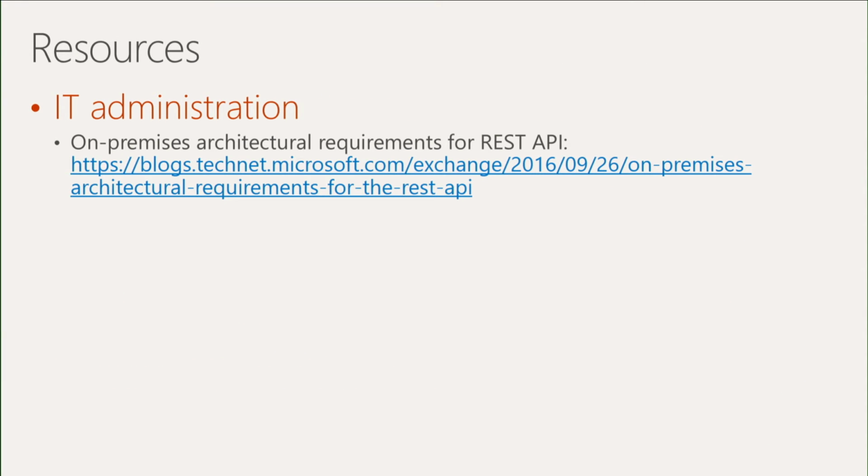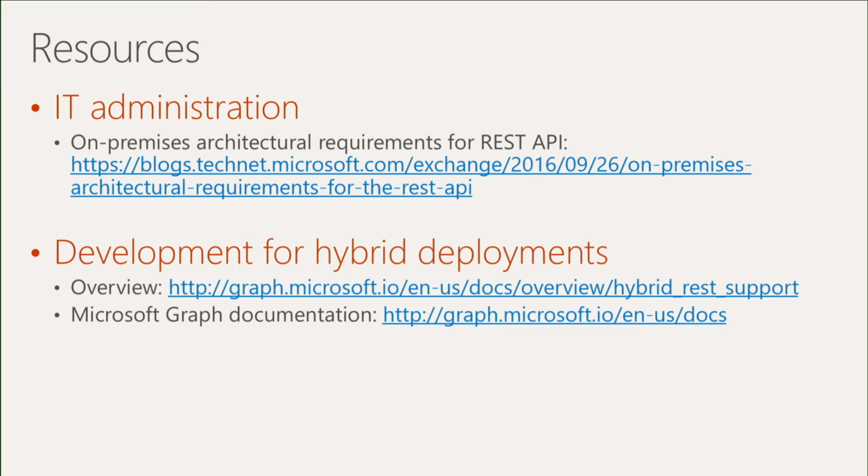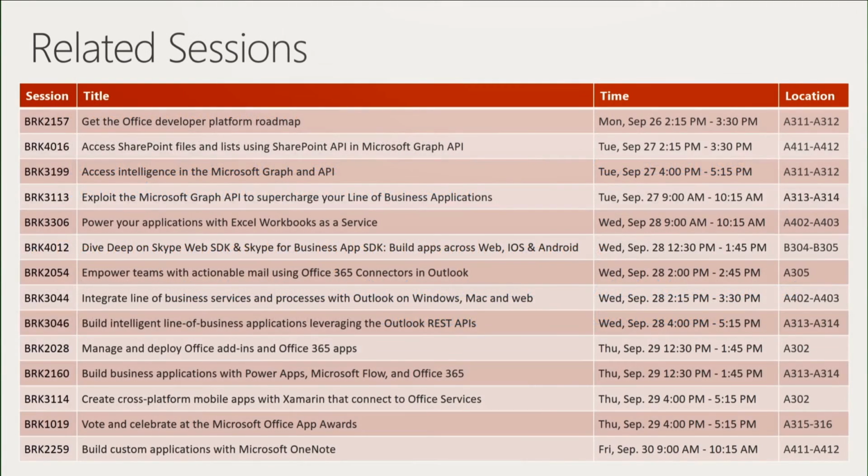Resources. For IT administration, Ross Smith, who those of you who work in Exchange administration may be really familiar with, has written this excellent blog on on-premises architecture requirements. Some of the material we covered here, but he does a much nicer job. And then in terms of development, we have an overview page where you can get started. And then there is the Graph documentation of the APIs itself.